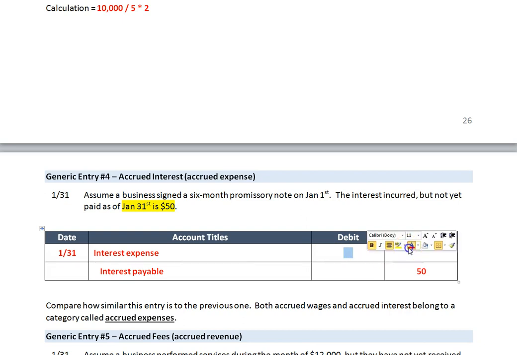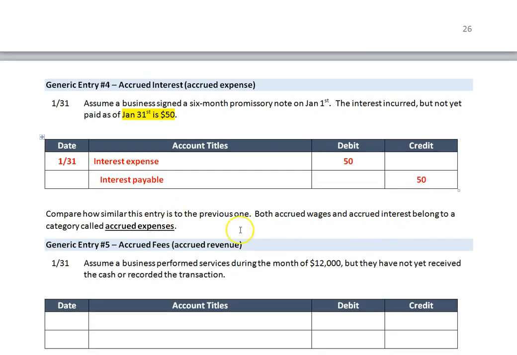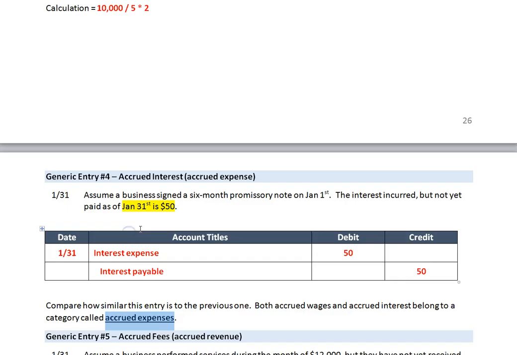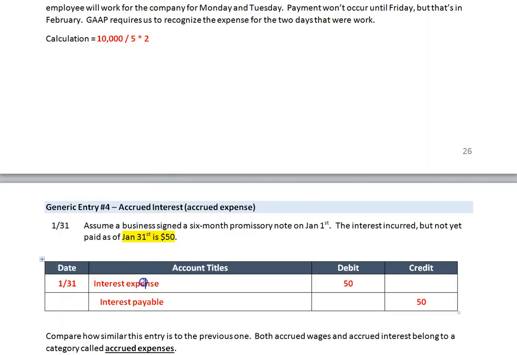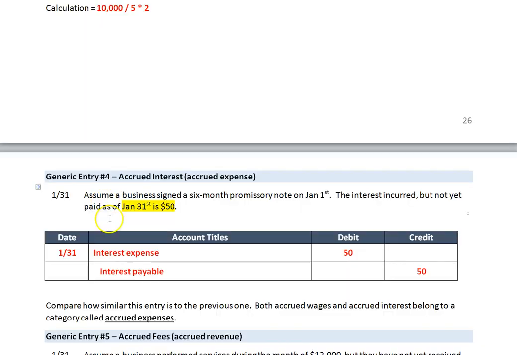The amounts given to us. There is a calculation for calculating interest. We'll see it in a later chapter when we talk about notes receivable. But yeah, both of these, you should see similarities between these two. Wages expense, wages payable, interest expense, interest payable. Notice just the wages or the interest word changes.